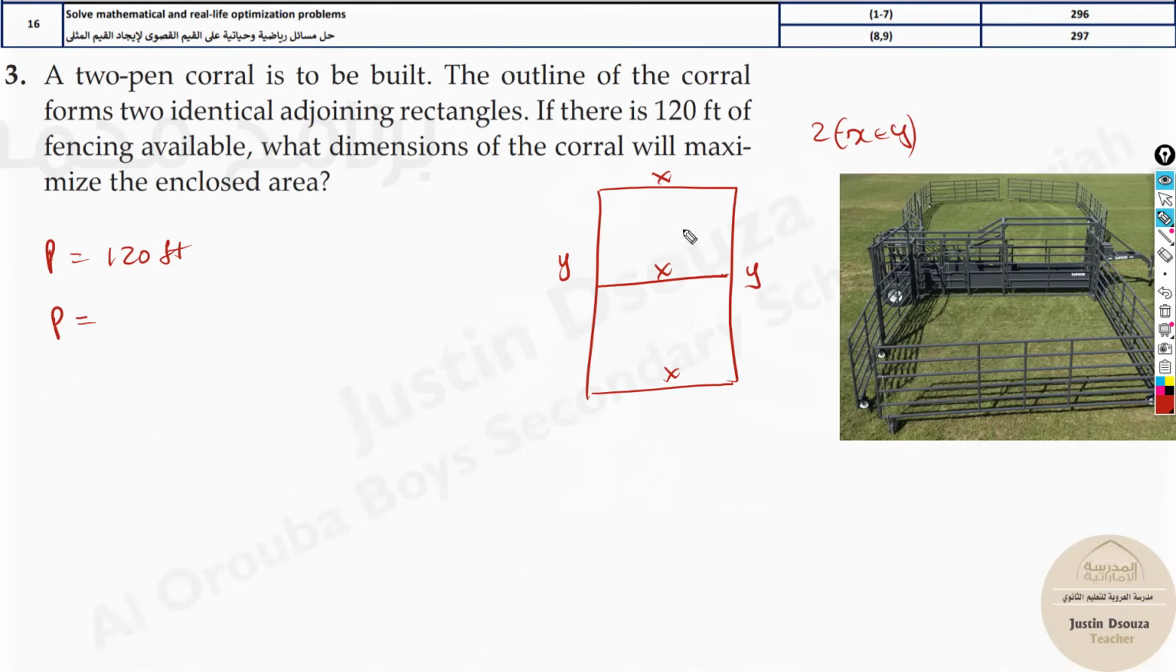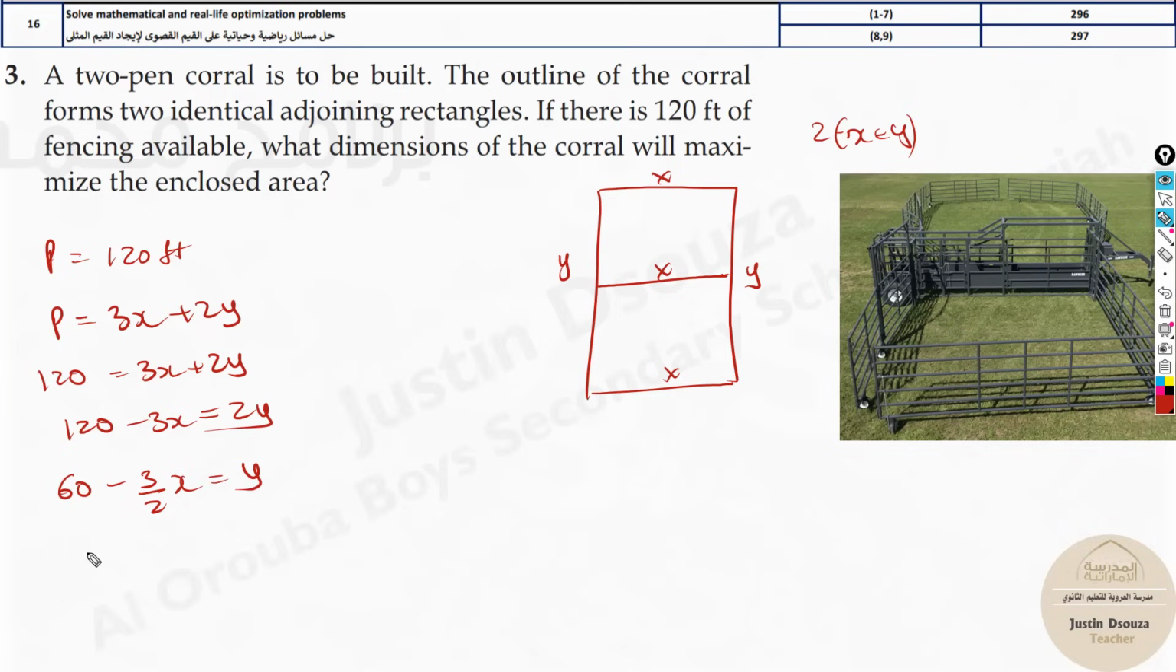Now the perimeter over here would be 1, 2, 3x plus 2y. This is the perimeter. And what is the perimeter given? It's 120, equal to 3x plus 2y. And now you can easily solve it. But first thing, you need to rearrange and write y in terms of x. That means take 3x to the other side. It will be 120 minus 3x equals 2y, and divide both sides by 2. You will have 120 by 2 is 60, minus 3 by 2 x, equals y.